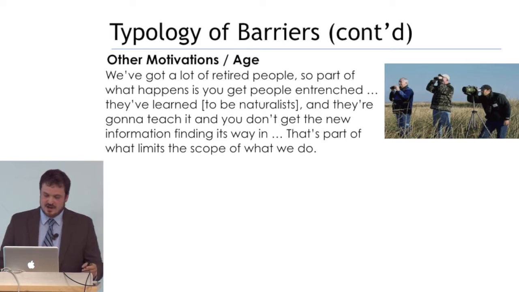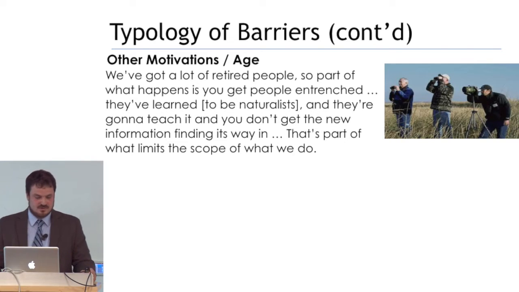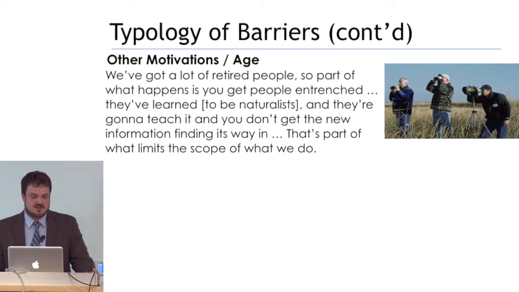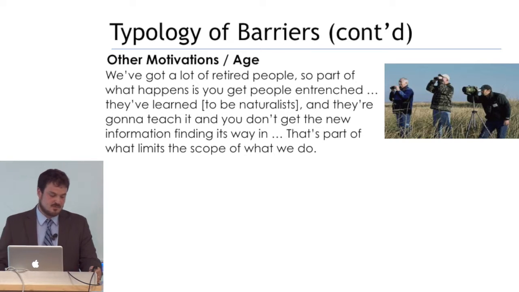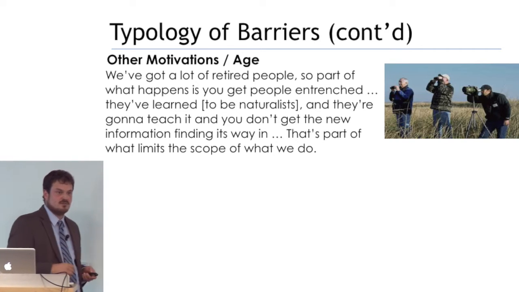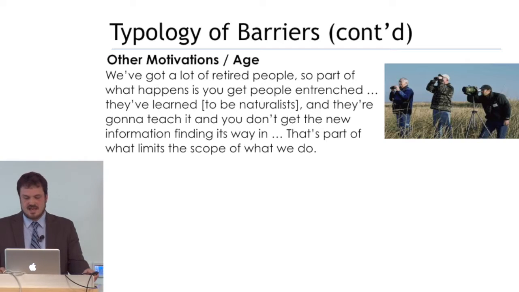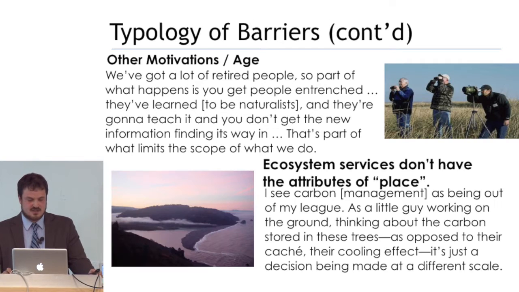We've got a lot of retired people, so part of what happens is you get people entrenched. They've learned to be naturalists, and they're going to teach it, and you don't get the new information finding its way in. That's part of what limits the scope of what we do in response to why they were not working on blue carbon. And the last, I think, is particularly interesting because it speaks to a result about scale.